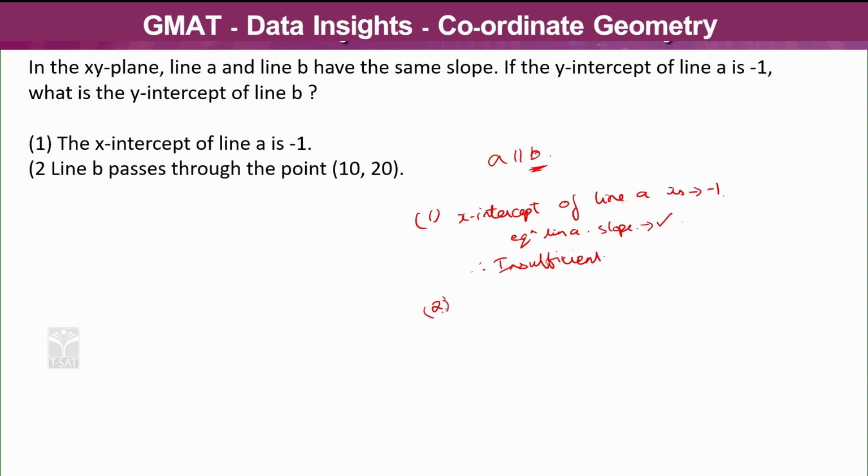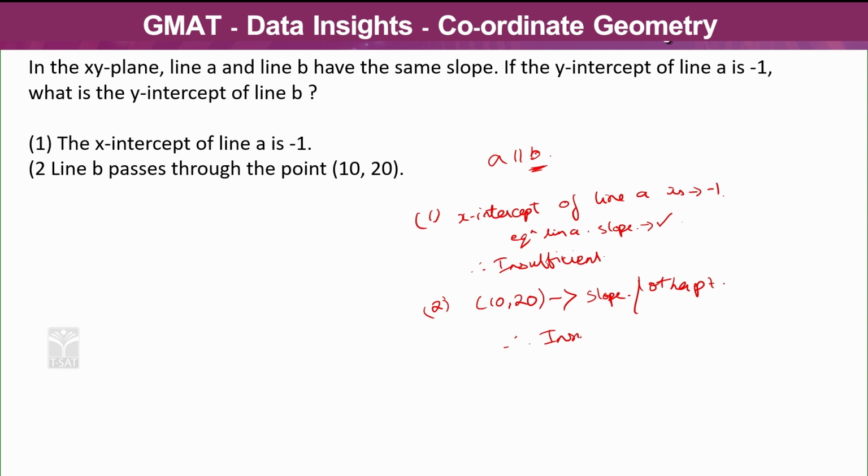Let us look at statement 2. Statement 2 tells us B passes through the point (10, 20). So, what do we know about line B? We know that it passes through (10, 20), but you do not know anything about its slope, or you do not have any other point to calculate the equation or the slope of this line. So, therefore, you cannot find the y-intercept of B.